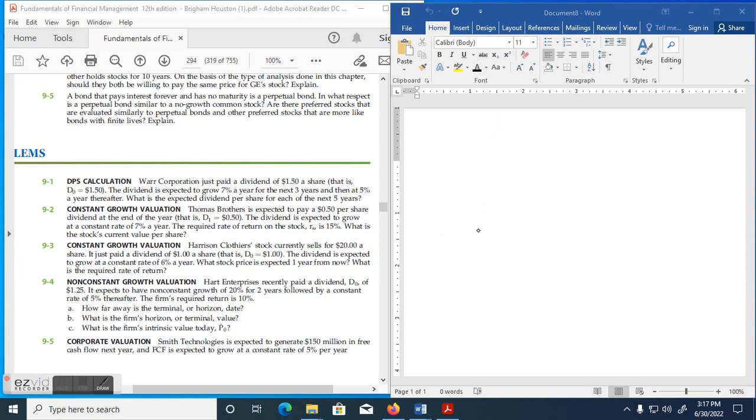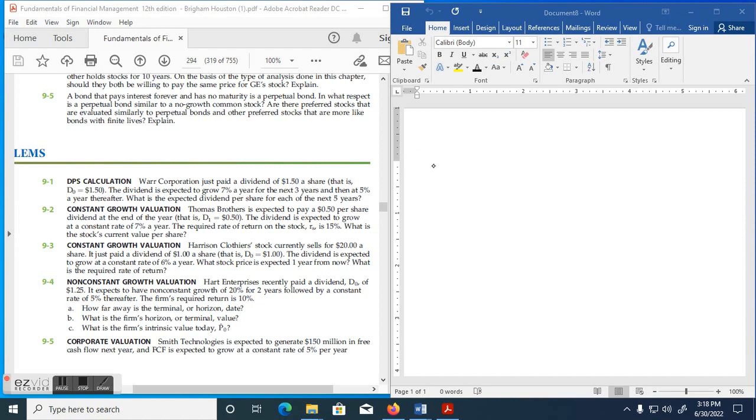Right, so understanding stock valuation means that we have to keep in mind the three basic valuation models that we've looked at in class. Now, again, for this particular activity, we're going to be using Brigham Houston's Fundamentals of Financial Management in the 12th edition of their book. The chapter that we're looking at is chapter number 9.